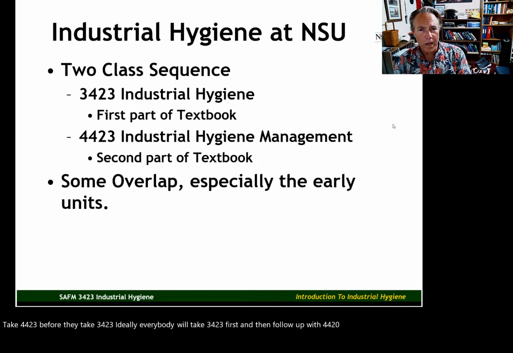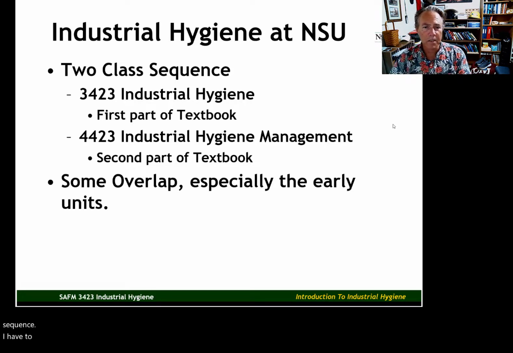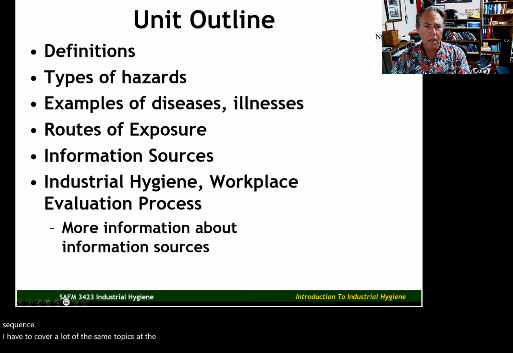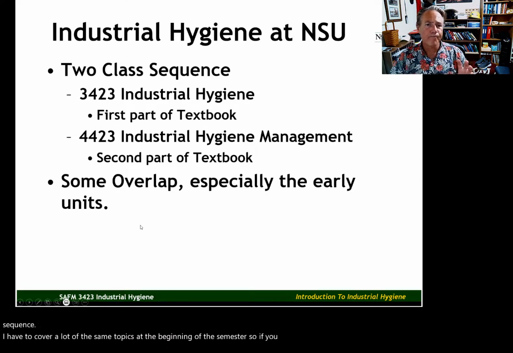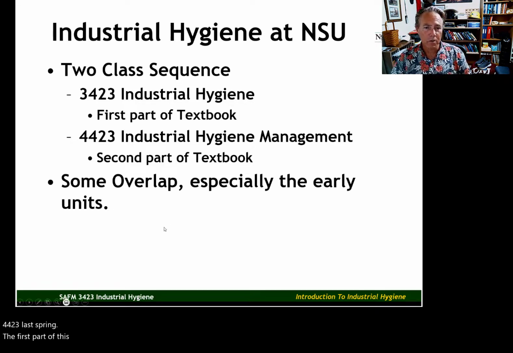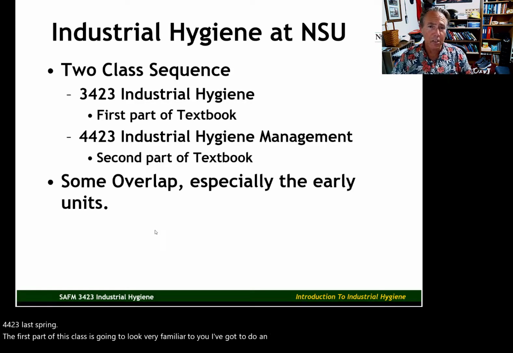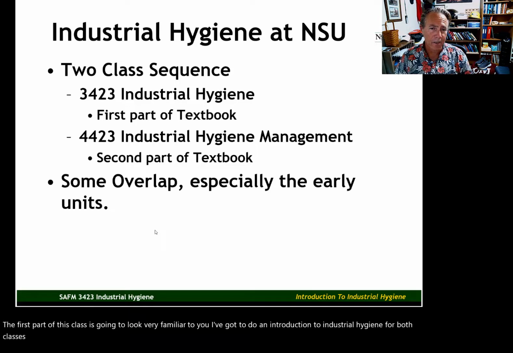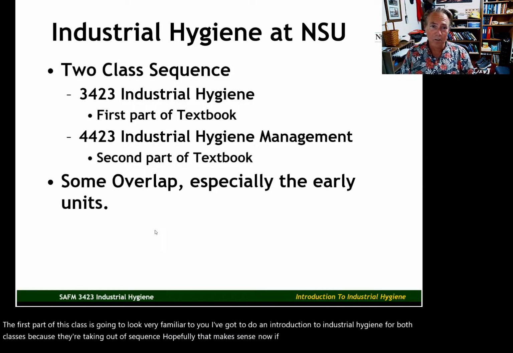Because we get out of sequence, I have to cover a lot of the same topics at the beginning of the semester. So if you had 4423 last spring, the first part of this class is going to look very familiar to you. I've got to do an introduction to industrial hygiene for both classes because they're taken out of sequence. Hopefully that makes sense. Now, if 3423 is your first class, you're perfect, you're in the right sequence.